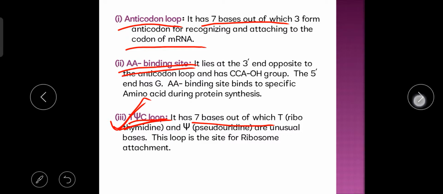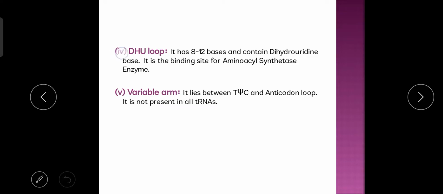Okay, then the fourth arm is called the DHU loop. What is DHU? Dihydrouridine loop. This is another modified nitrogenous base of a nucleotide, dihydrouridine. The DHU loop contains 8 to 12 nitrogenous bases, and it is the longest arm of the transfer RNA. It has one modified nitrogenous base, which is the dihydrouridine.